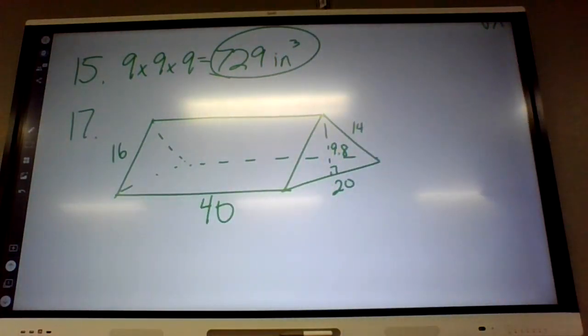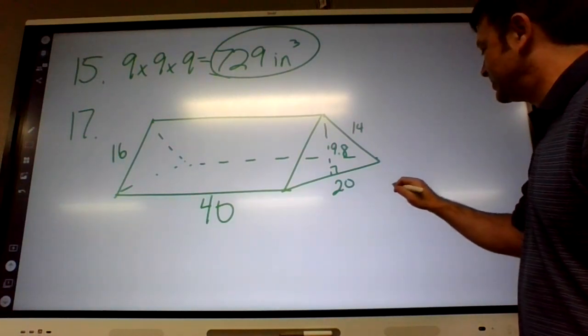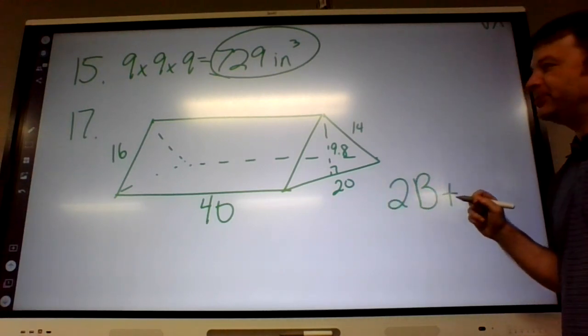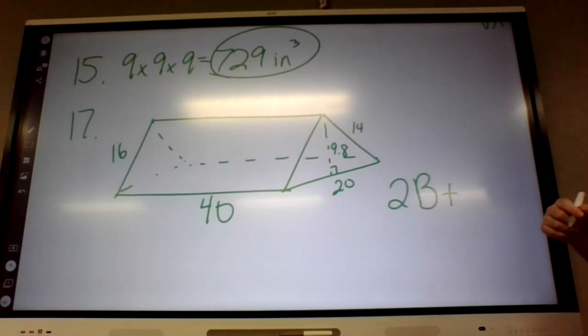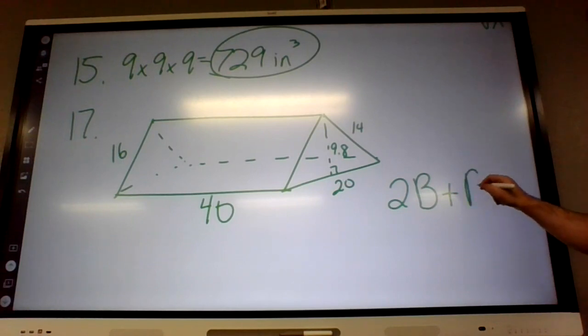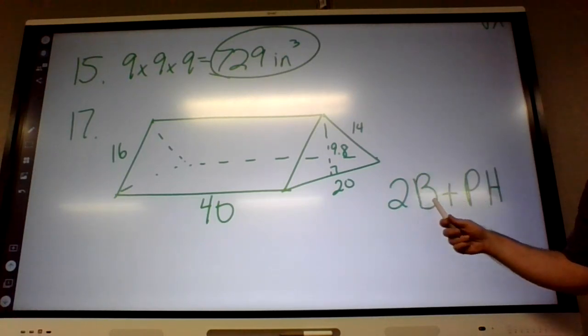All right, so we got a triangular prism. 17 is surface area. 16 is actually easier, it's the volume. How do we find surface area of a prism again? I would know if I had my notes. Two base areas, well, we kind of did a similar one on number 9. Two base areas plus the perimeter of the base times the height of the prism. Okay, how would I find the base area?